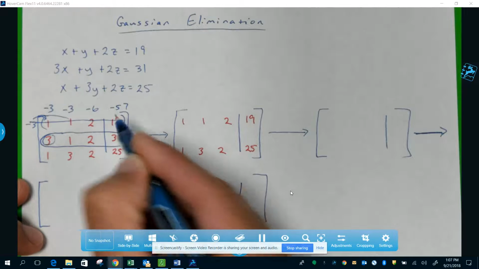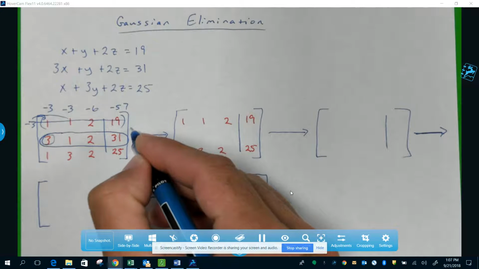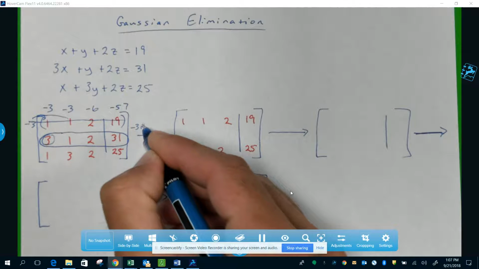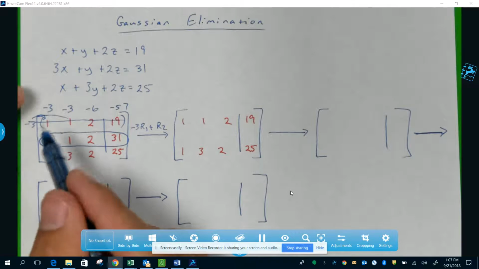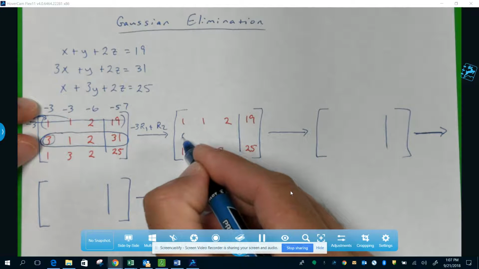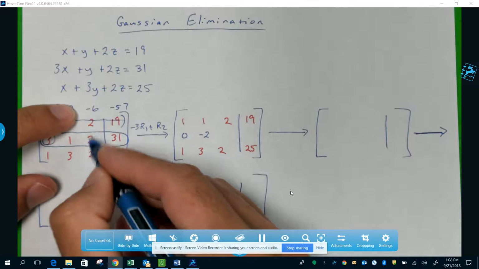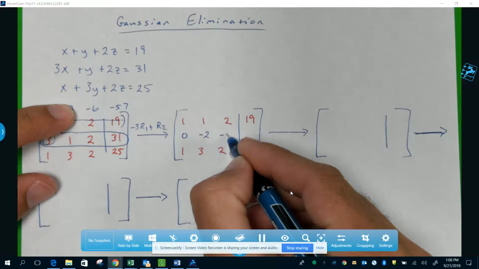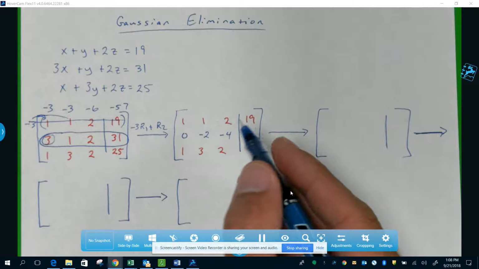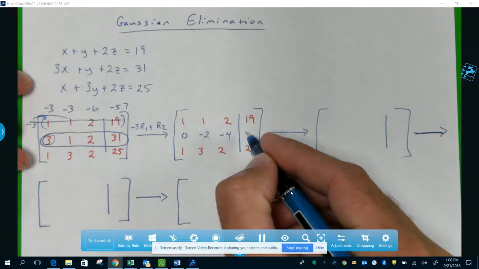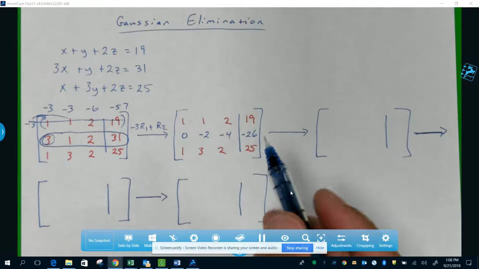Okay, so now I've multiplied row 1 times -3. I'm going to add that with my row 2. So when I do -3 added with +3, it turns to 0. -3 plus 1, I get -2. -6 plus 2, I get -4. And then -57 plus 31 gives me, sorry, excuse me, -26. So I got the 0 where I need it.